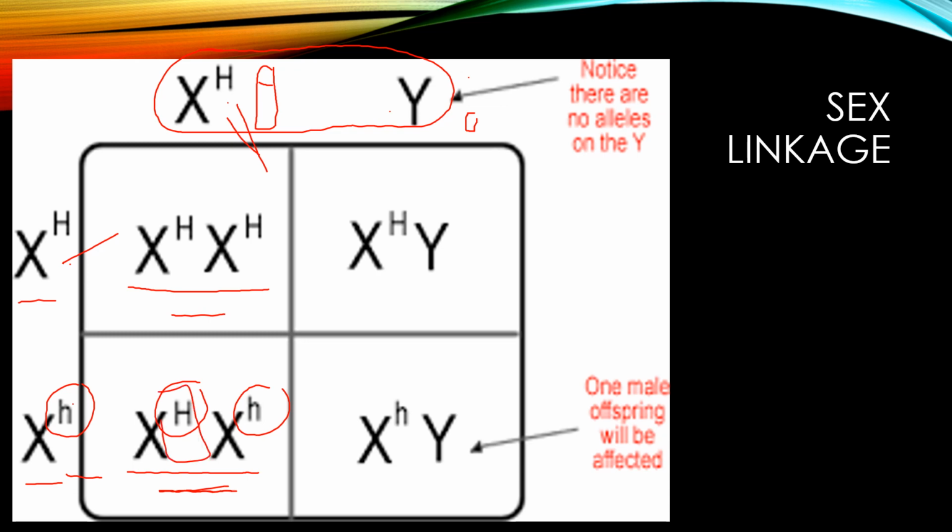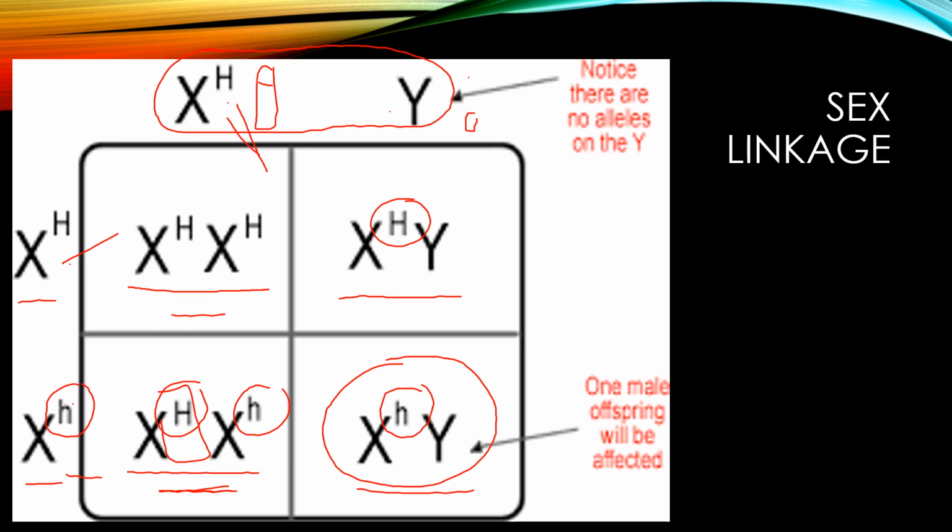We of course have the boys. Well, XY is a boy, of course. That boy there will not have hemophilia because he's got the healthy allele, whereas this boy here has the unhealthy hemophilia allele. So therefore that boy would then have hemophilia. So we're asking really, what's the chance of a kid being born who's got hemophilia? Well, there's a 1 in 4 chance.